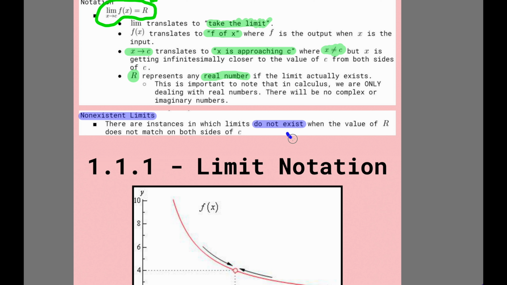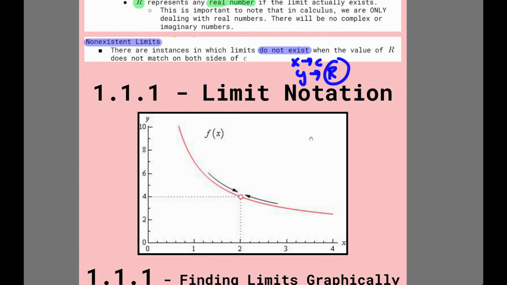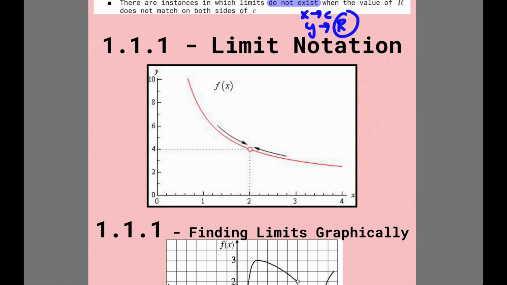But the main thing is x is approaching a value c, y is going to be approaching some other value. In this case, it's r. That is the answer, whatever that r value is. If r doesn't have a value, then the limit does not exist. Okay, limit notation.